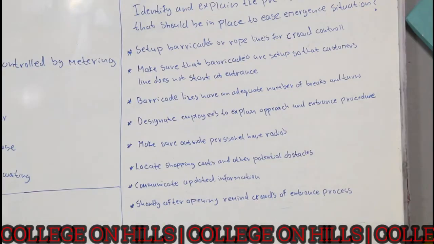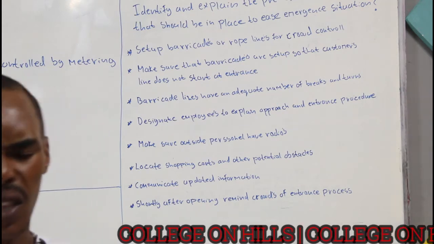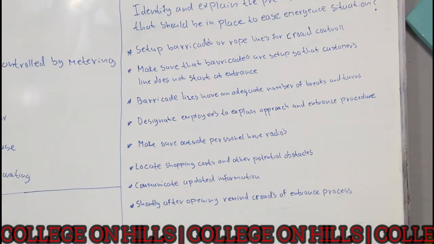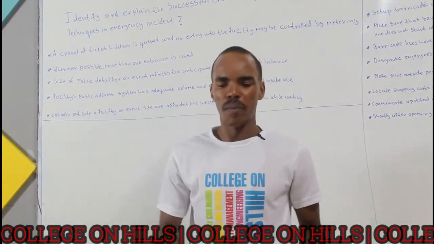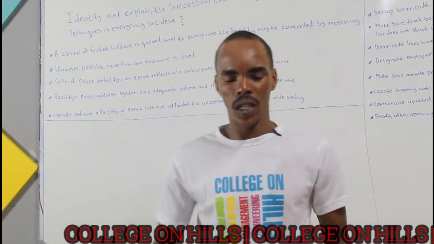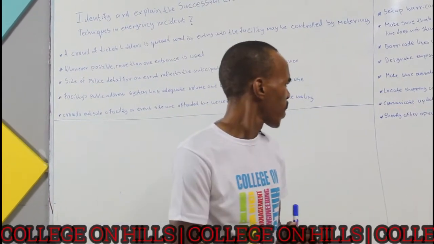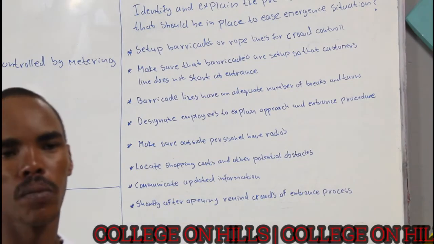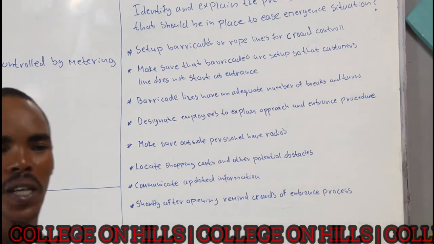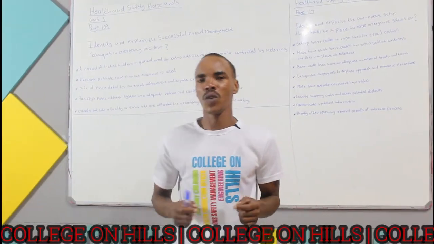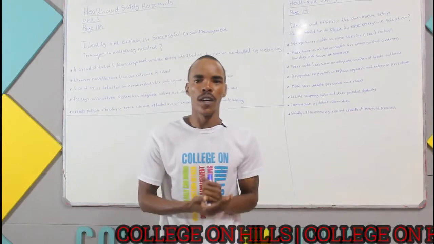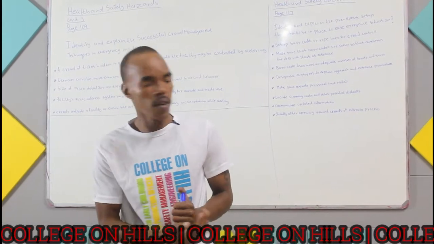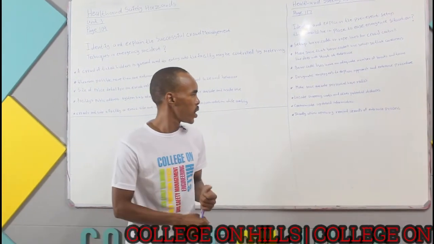Locate shopping carts and other potential obstacles. I don't think shopping carts are important, but maybe we should locate them for people who have luggage or plastics and whatnot, as shopping carts are used for that. Communicate updated information. This is also very important, because by communicating updated information, our crowd is informed of what is going to happen or what is about to happen at the event. So updated information is also important.